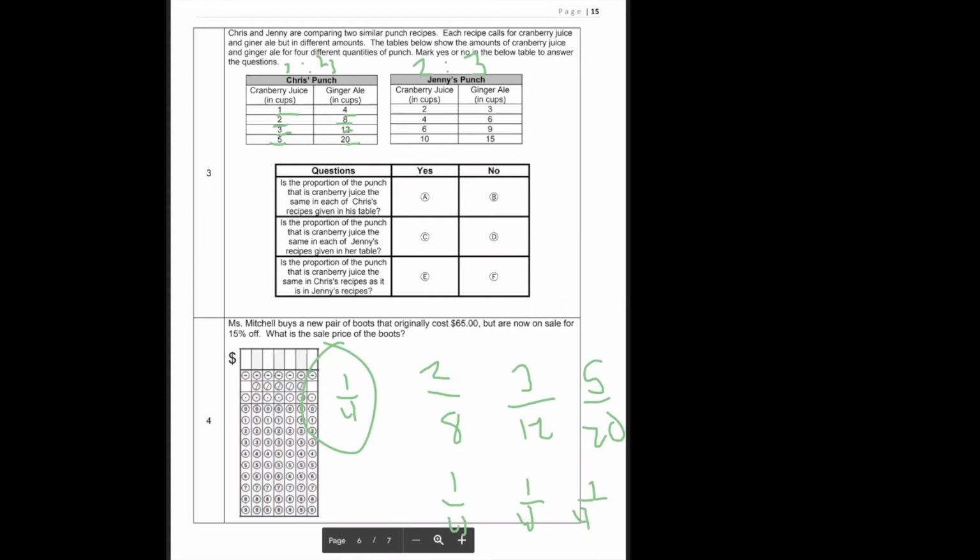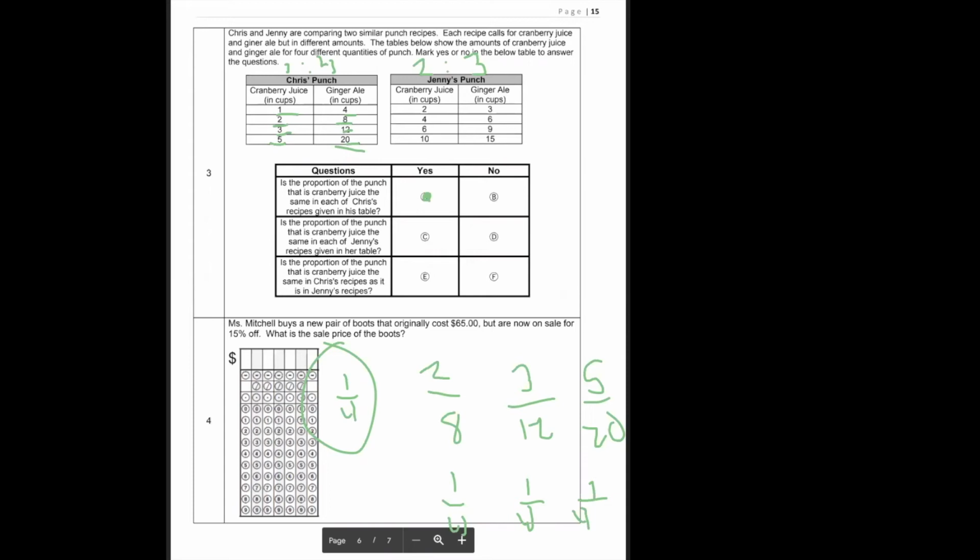So the question is, is the proportion of the punch that is cranberry juice the same in each of Chris's recipes in the given table? So yes, it is the same because he's putting the same amount for each added cranberry juice. So even though the numbers are increasing, he's still increasing by the same amount. And when you simplify them out, you still get 1/4. So it's like he didn't accidentally put in more cranberry juice one time. He put the same amount according to the ginger ale. So does that kind of make sense, everyone, or not really? Yes? Okay.